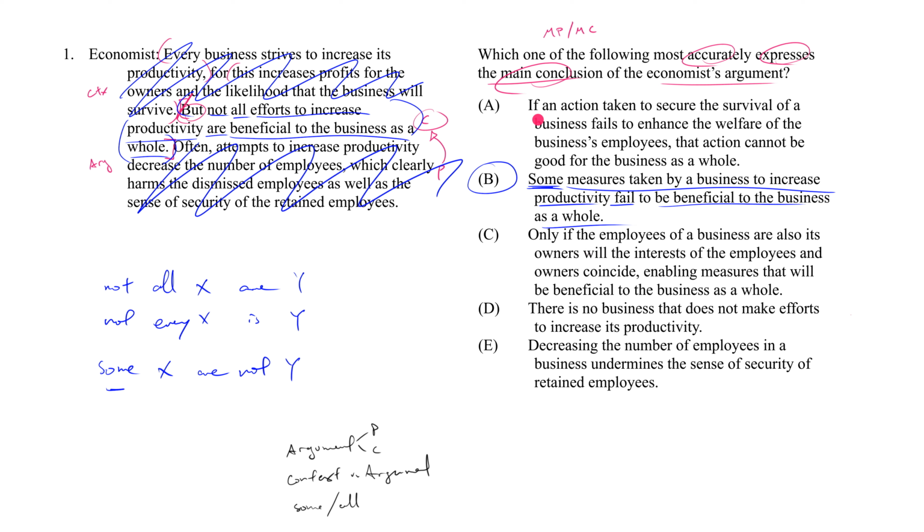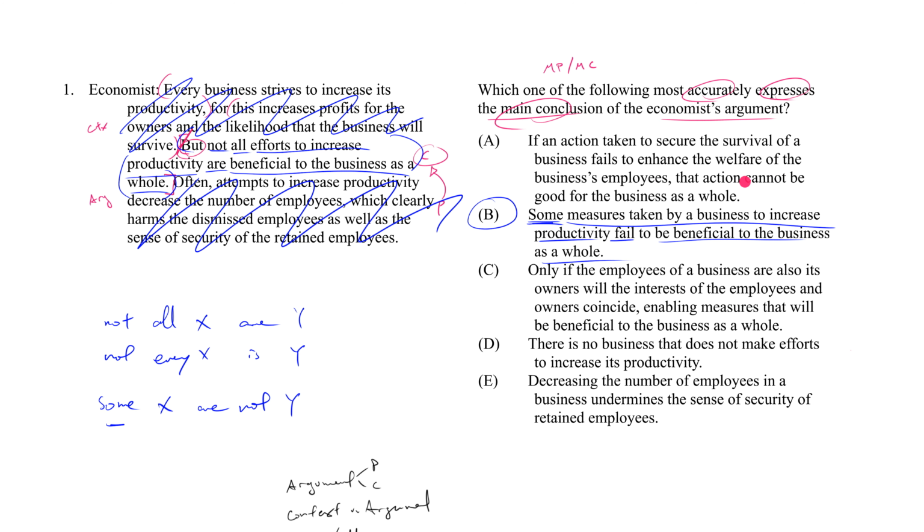Now let's look at A. If an action taken to secure the survival of business fails to enhance the welfare of the business employees, that action cannot be good for the business as a whole. One thing I want you to notice about the wrong answer choices is how trappy they are, right? How attractive they seem, how they're using the same words that we encountered in the stimulus. So it gets really confusing to even evaluate what it is that we're doing. You get sucked into trying to understand what the sentence is saying.